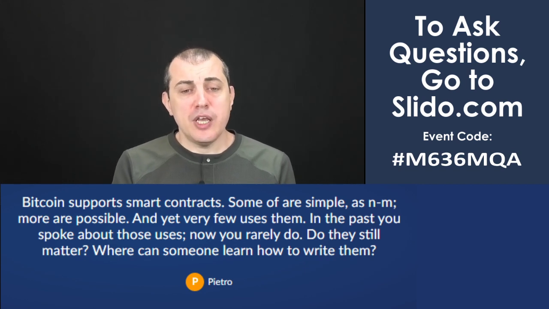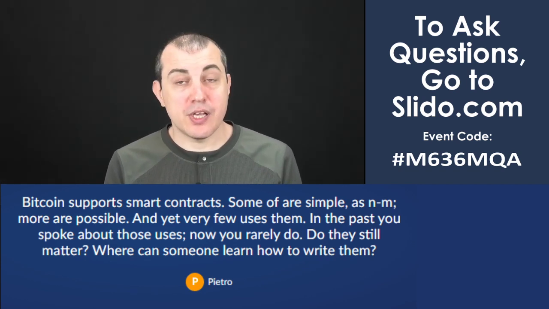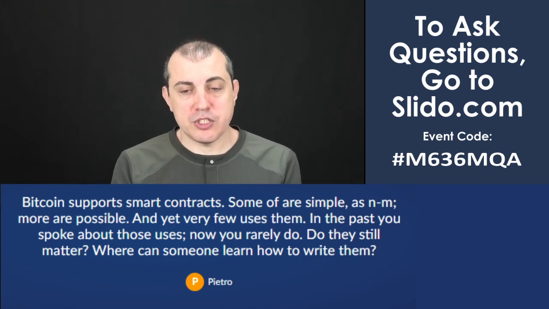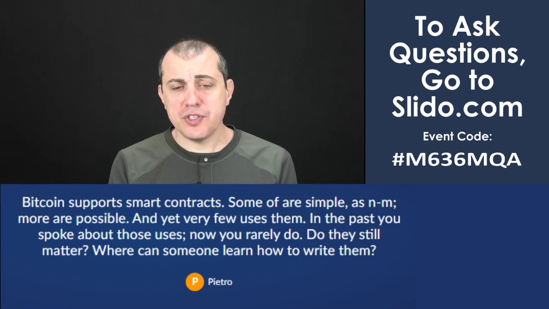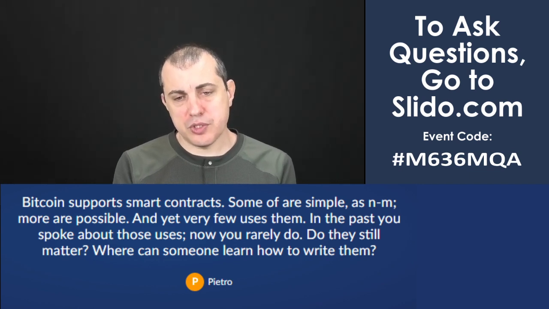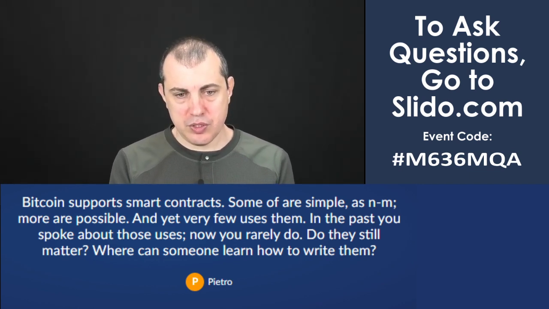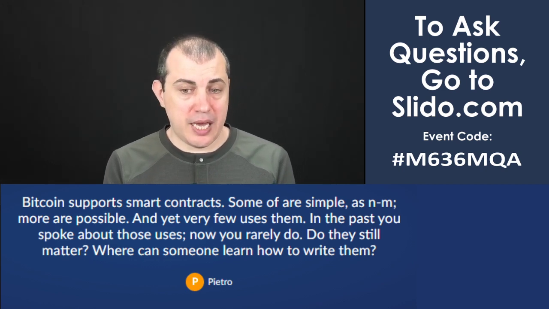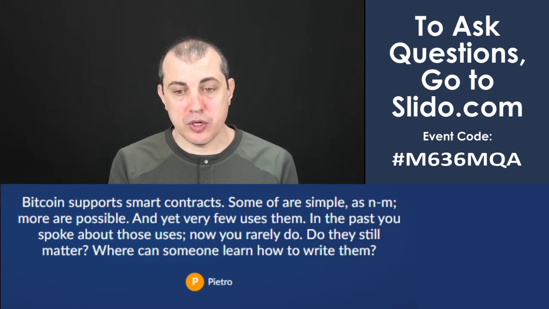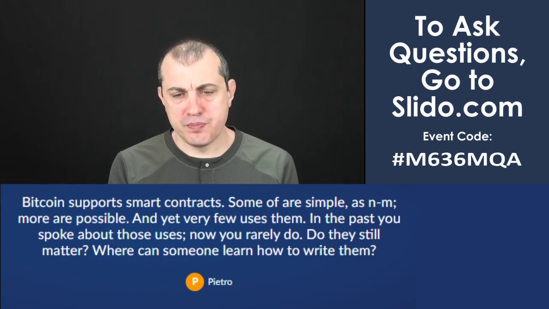Pietro asks, Bitcoin supports smart contracts. Some are simple, such as M of N. More are possible, and yet very few users use them. In the past, you spoke about those uses. Now you rarely do. Do they still matter? Where can someone learn how to write them?